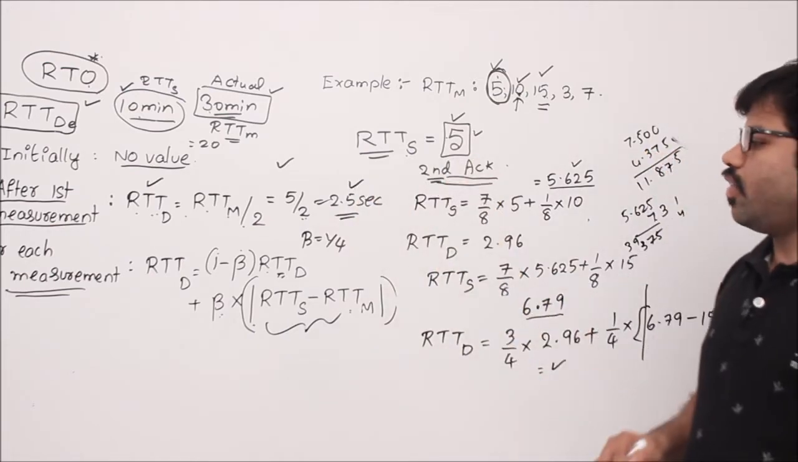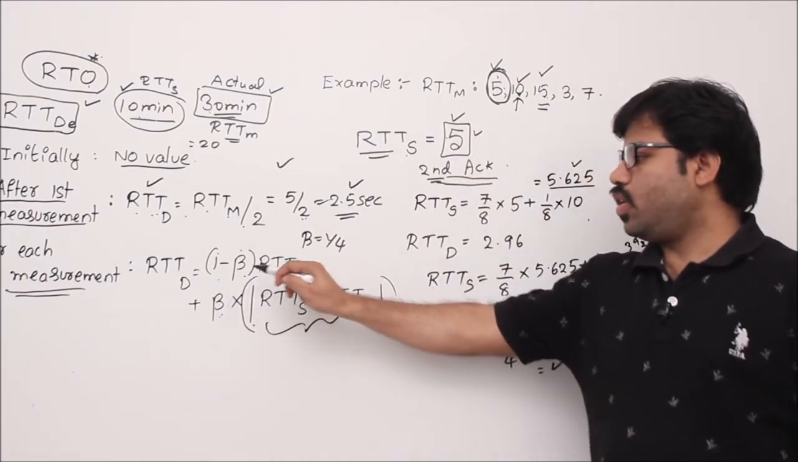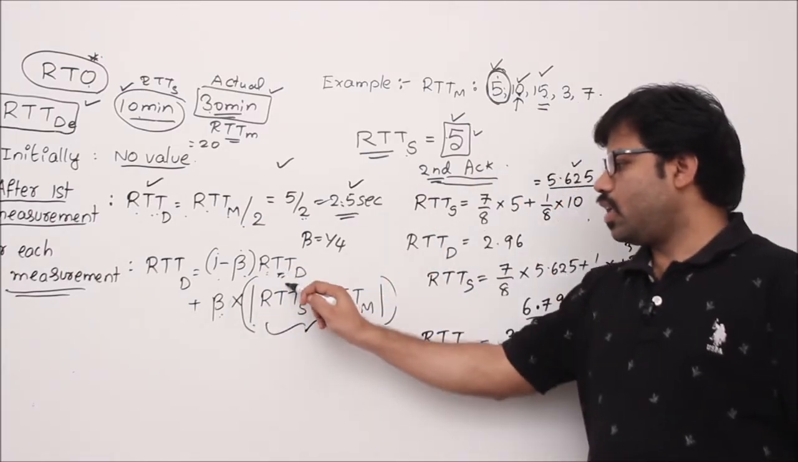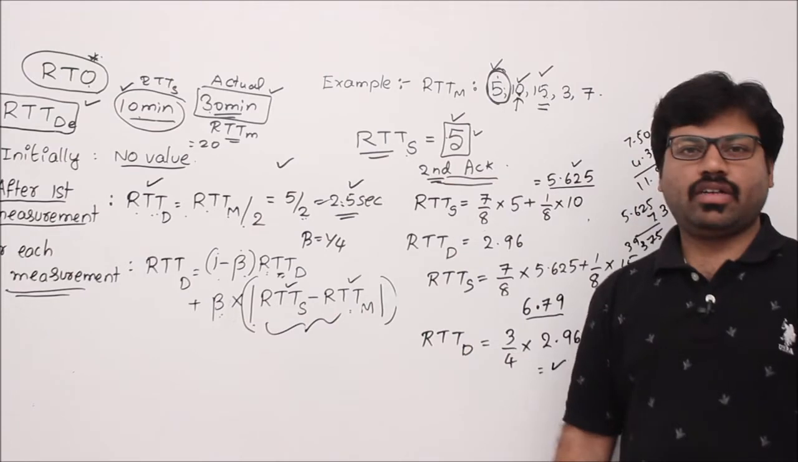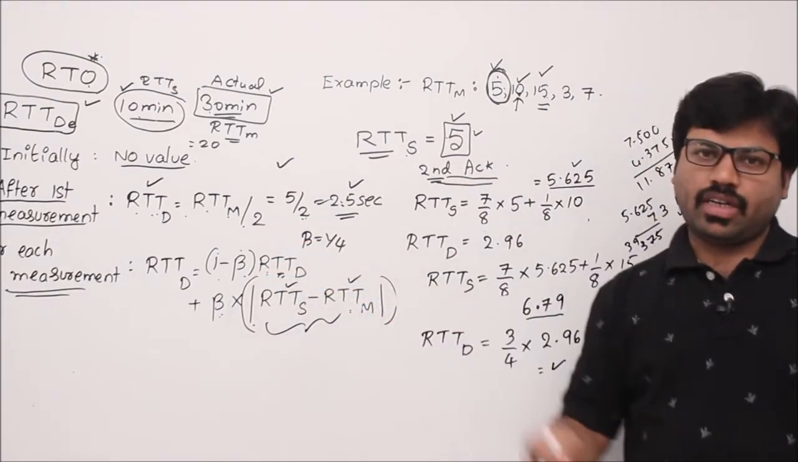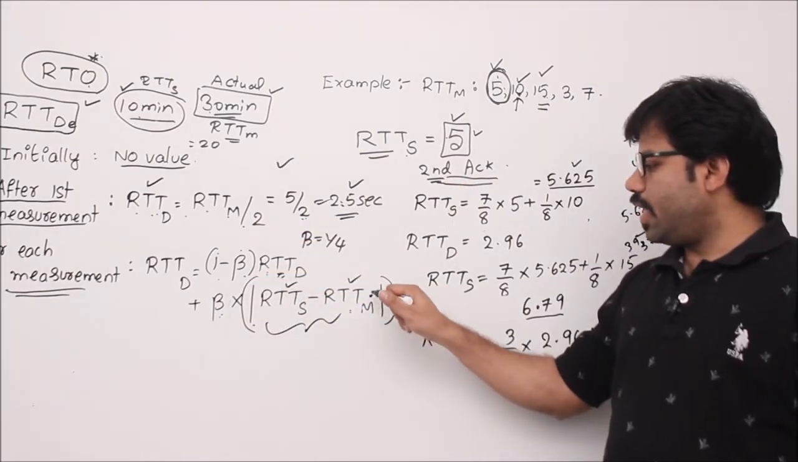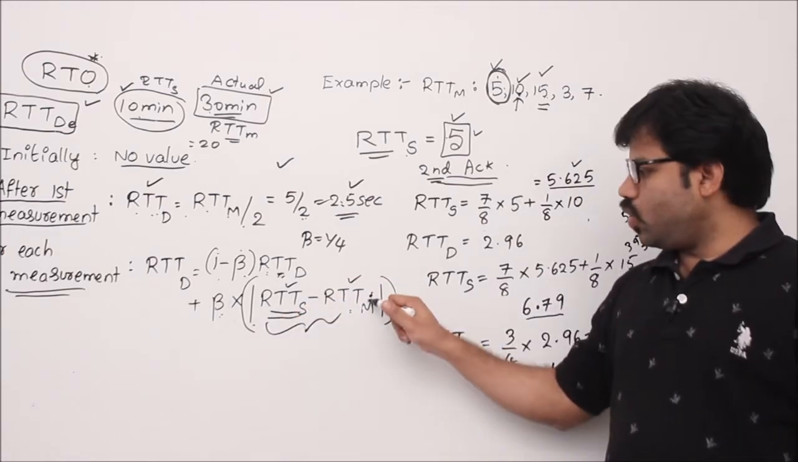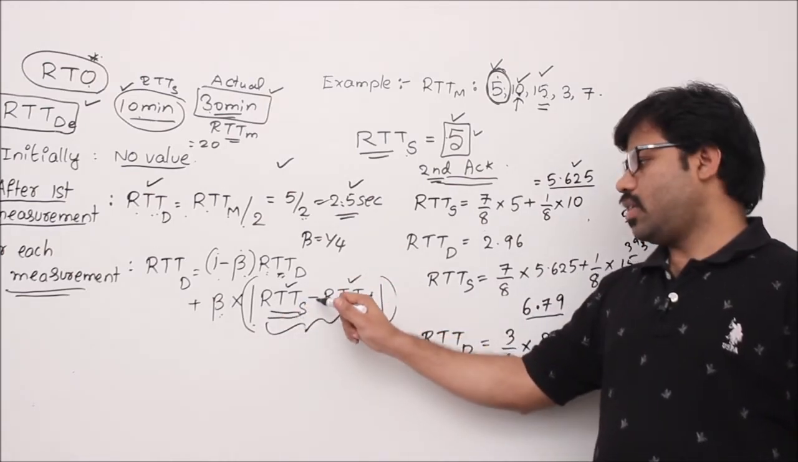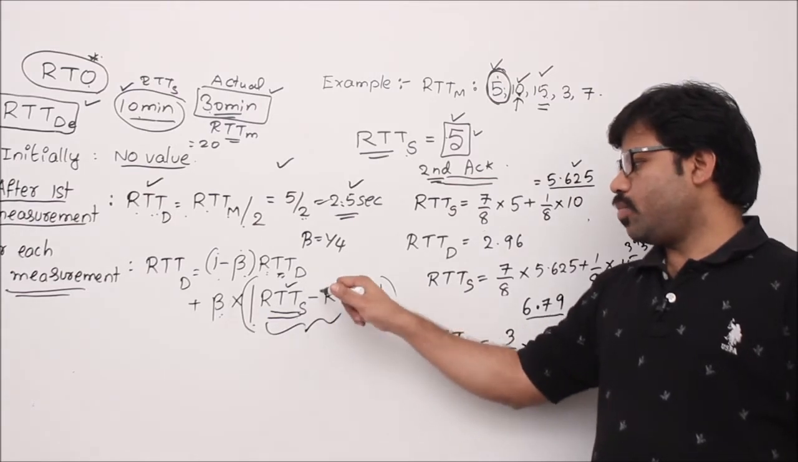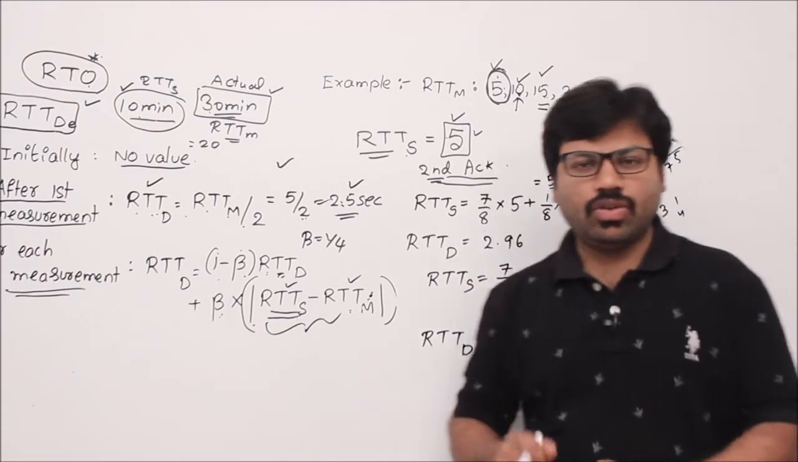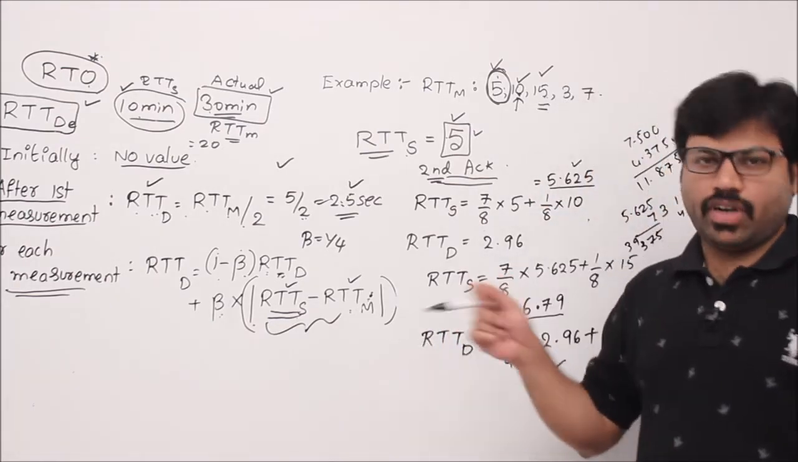After that, the formula is (1 minus beta) into RTT deviation plus beta into |RTT smooth minus RTT measurement| for every new measurement. Whenever a new measurement comes, compute RTT smooth with that new measurement, and after that subtract RTT smooth minus this RTTM. Okay, so that is what we are doing. In that way, if you continue, you are going to get RTT deviation every time.